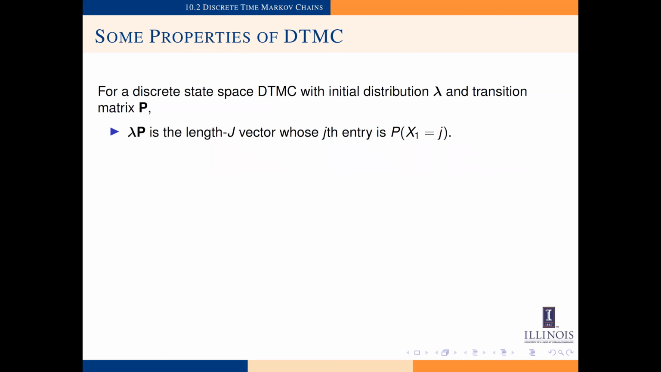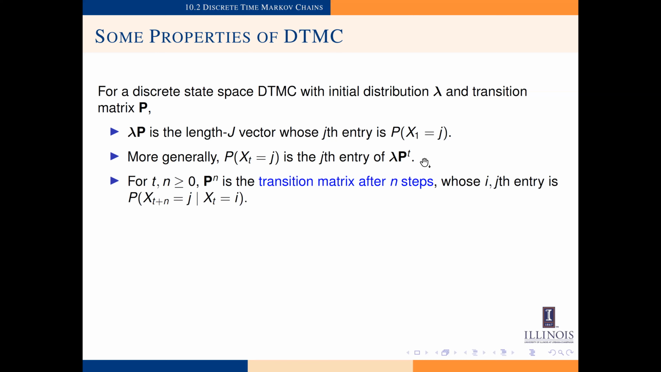Recall that lambda gives us the probability that X0 is equal to one of each of the j's. More generally, the probability that Xt at the tth time point is equal to j is given by the jth entry of lambda times P raised to the tth power.